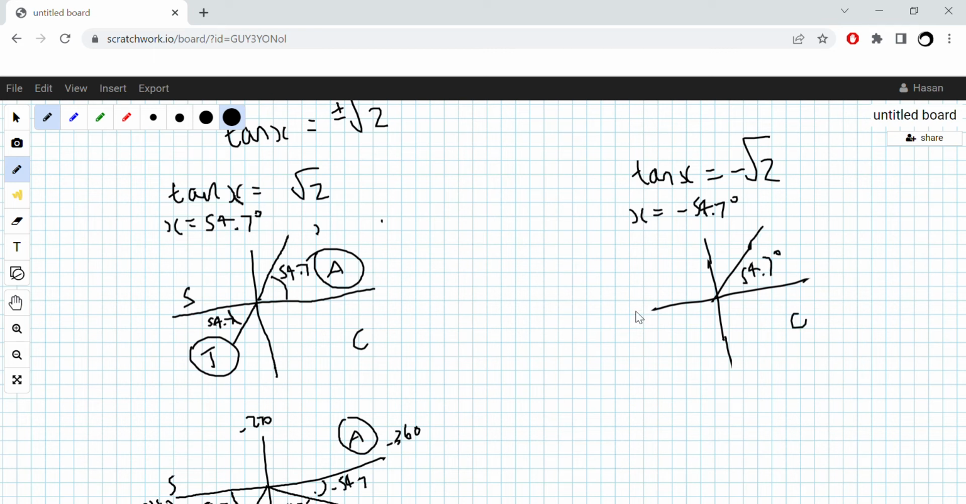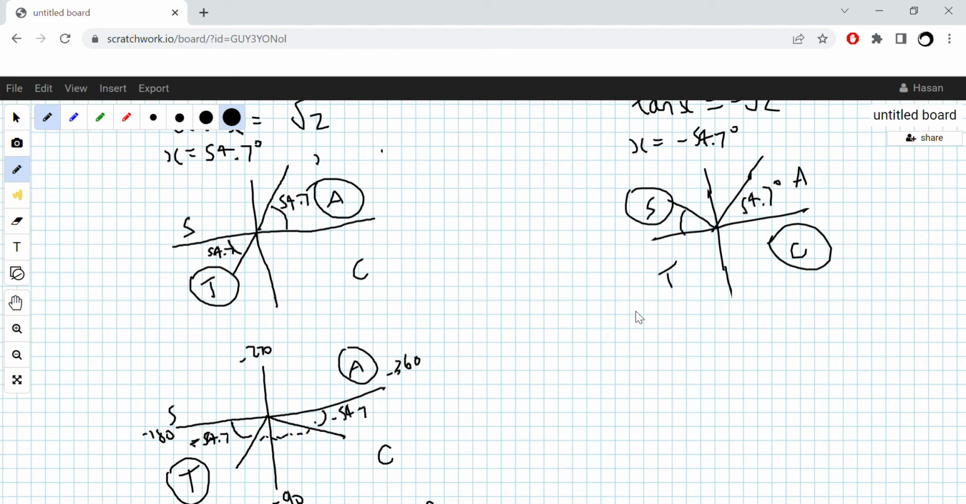What you do differently though, when you have a negative root 2, is you're working with different regions now. You have to try to find a different region. Tan x is only negative in this region and this region. In this region, we would find the angle by doing 180 minus 54.7, and that would give us 125.3.